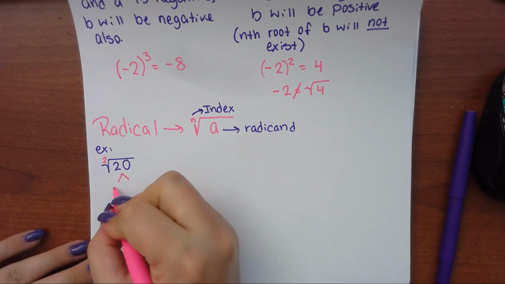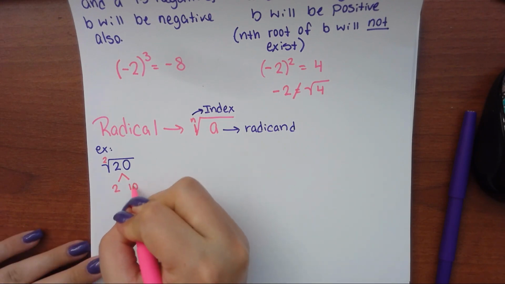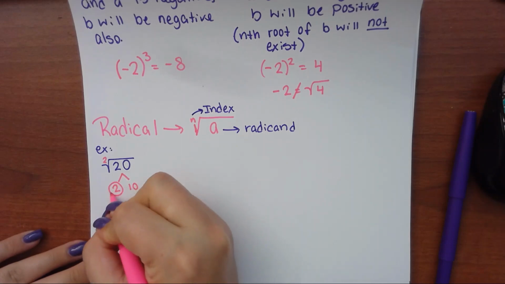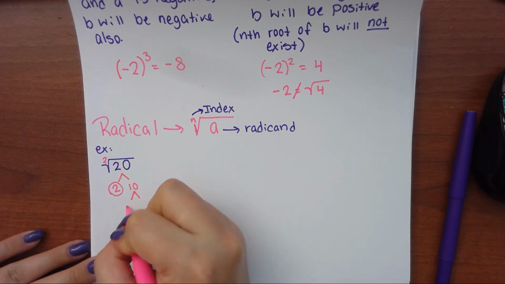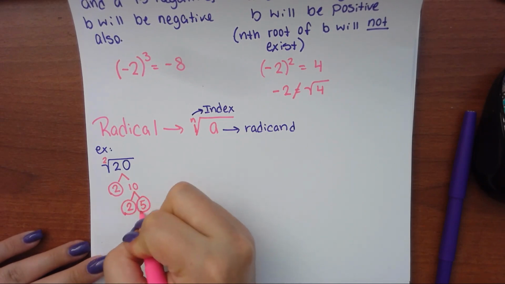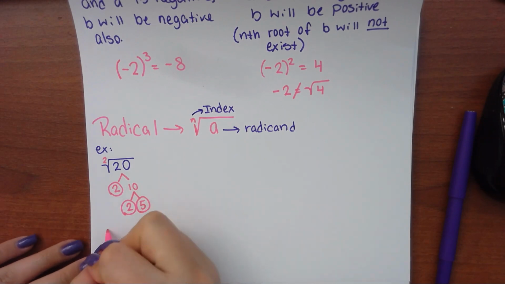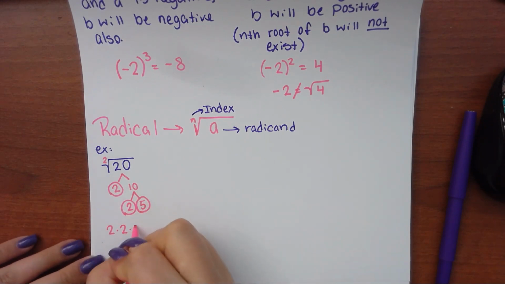So you break it down to its prime factors and its prime numbers. So 2 and 10 multiplied to 20. Well, 2 is a prime number, so I'm going to circle it. 10 can be split to 2 and 5. So this is called prime factorization, when we find all the prime numbers and we list them in order: 2 times 2 times 5.